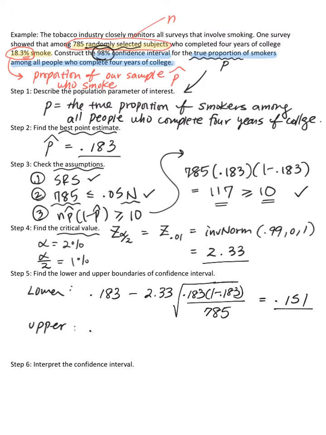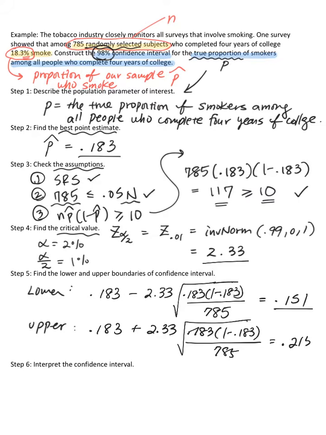Okay, now the upper bound, 0.183 plus 2.33 times the standard error. Okay, and that's gonna give us 0.215. Okay, so the interval is 0.151, comma, 0.215. All right, there you go.